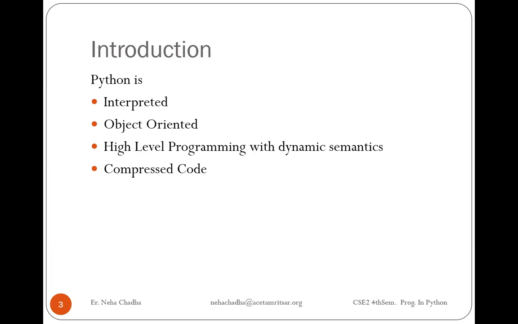Dynamic semantics means, as you write your code in C++, suppose you are going to declare one integer variable. What keyword do you have to write? int a. That means a is a variable having the integer type. But in the case of Python, there is no need to define the data type before the name of the variable. By default, at the time when your code runs, Python will accept your variable of that type. If you have written a equal to 10, Python accepts it as an integer. If you write a equal to 10.5, Python will by default take it as a float.